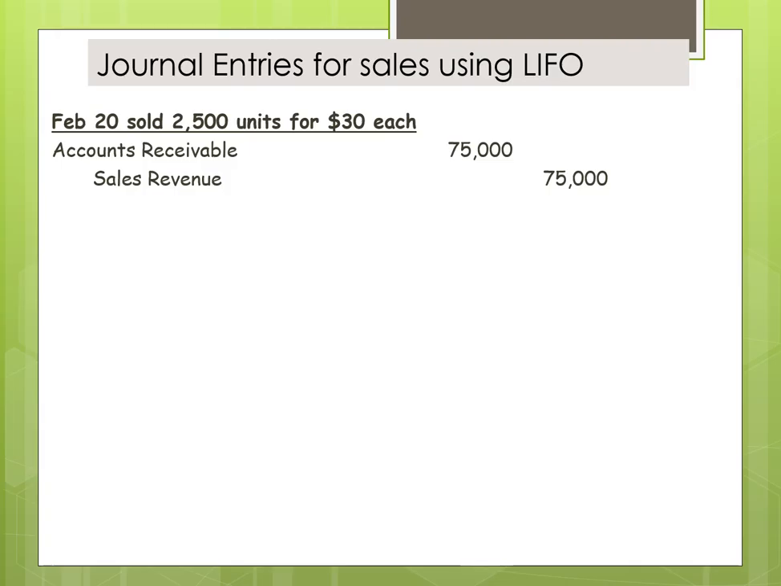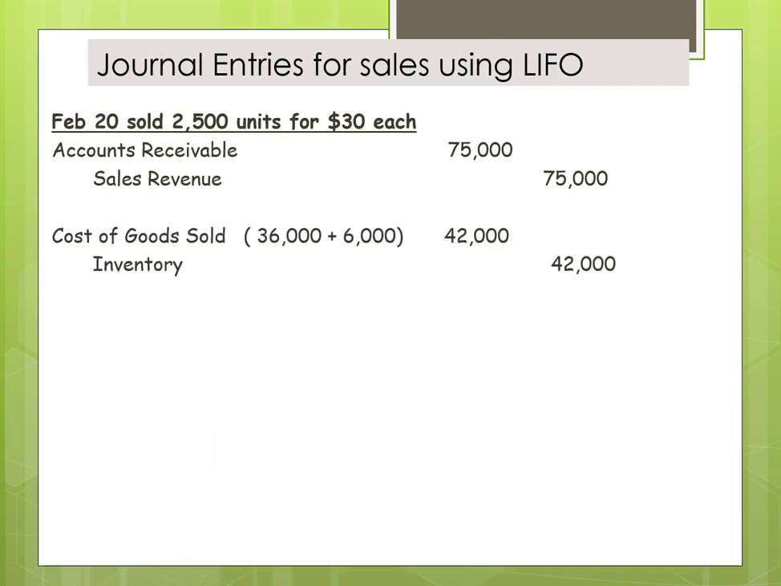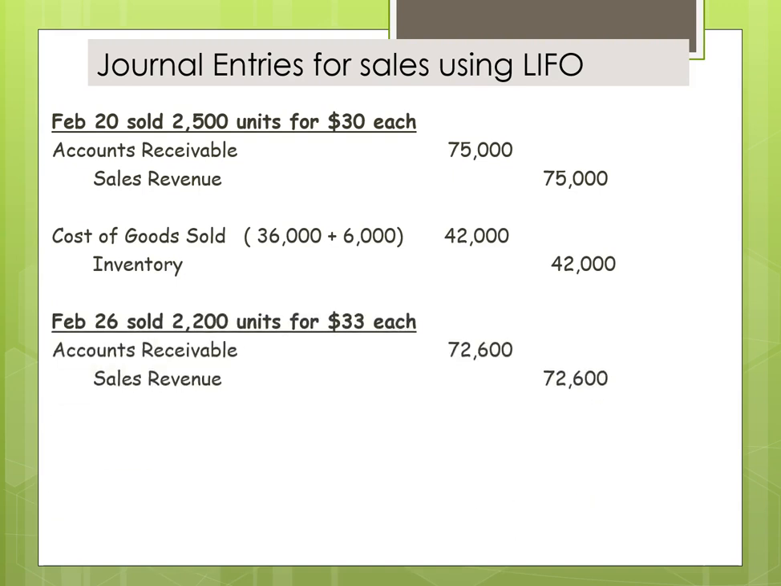Now, here are our journal entries. It's the same journal entries, it's just the cost of goods sold is going to be higher because we're taking our most recent costs, and this is only true if prices are rising.